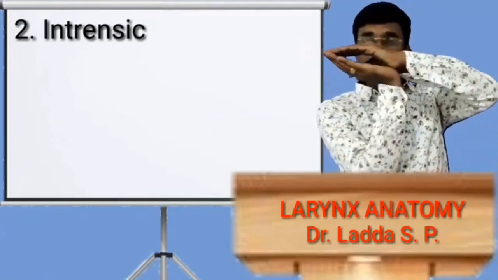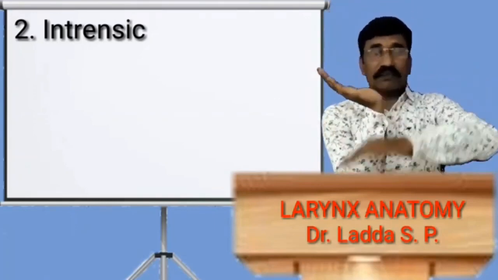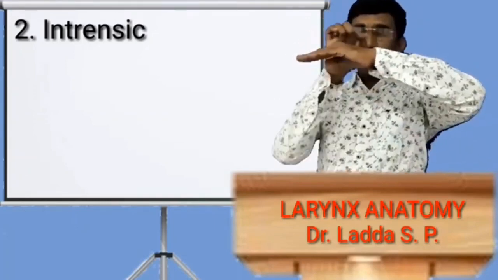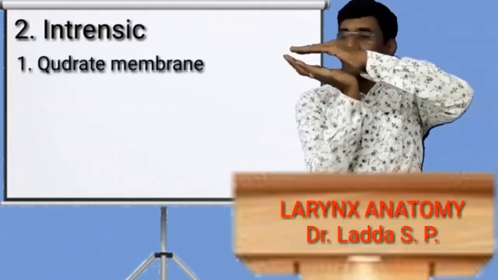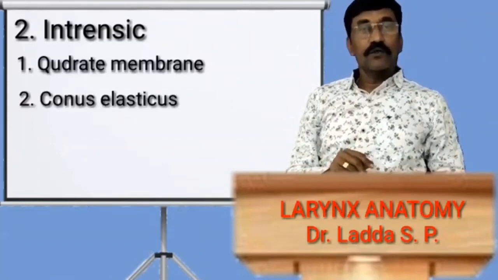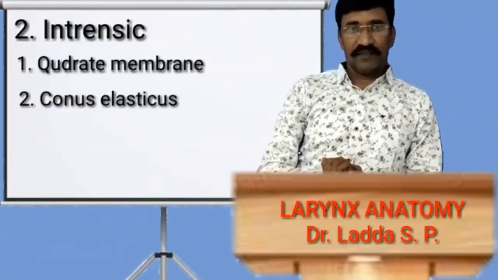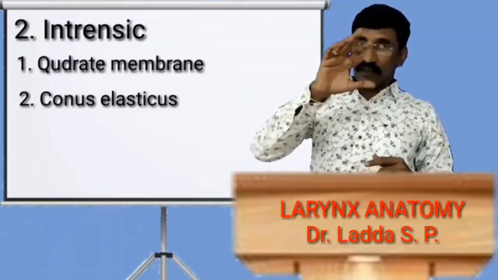Now this is the sinus. Now fold above the sinus is there and fold below the sinus is there. Now this fold above the sinus is called quadrangular membrane, whereas fold below the sinus is called conus elasticus. Now this quadrangular membrane, we will talk about each.